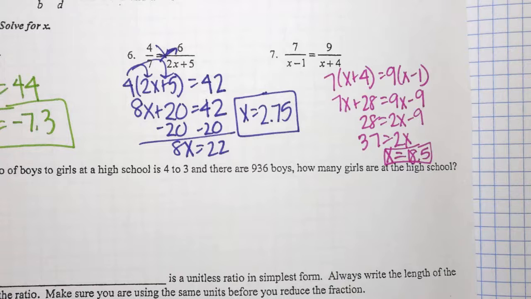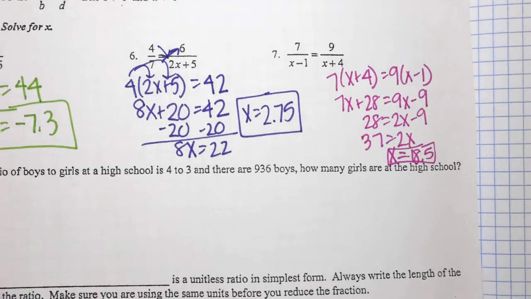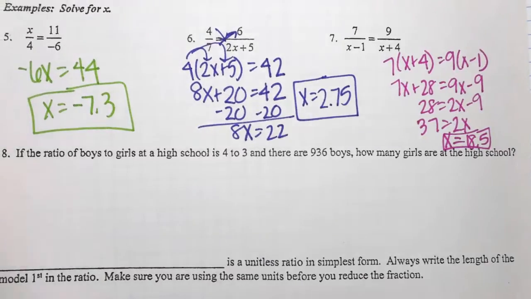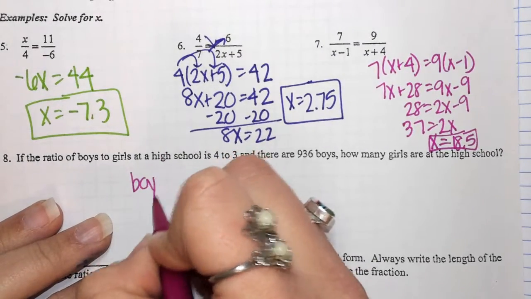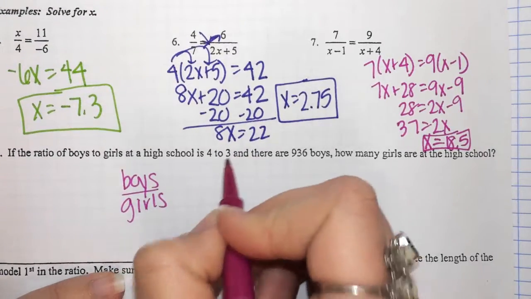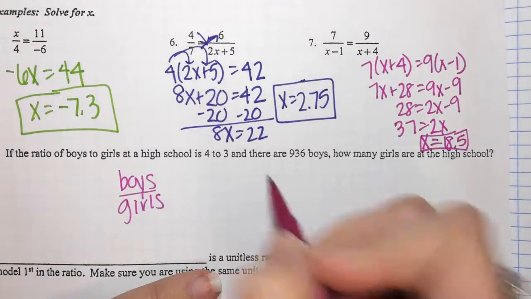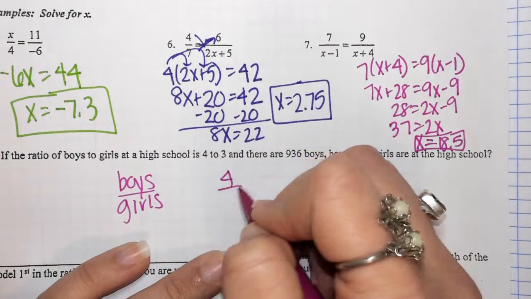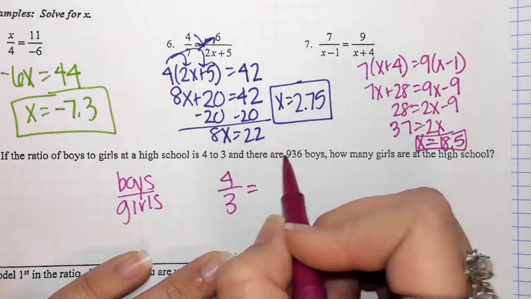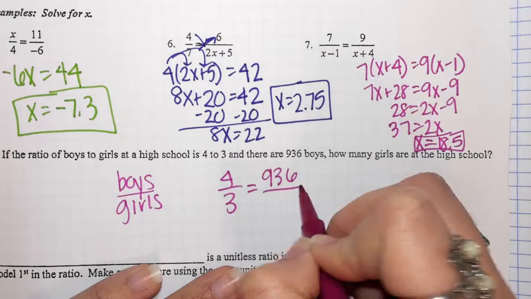Alright, now number 8. If the ratio of boys to girls at a high school is 4:3, and there are 936 boys, how many girls are at the high school? Now, let's write down what it tells us. It tells us boys to girls, right? So what's the first ratio of boys to girls that they give us? So we're going to do 4 divided by 3 equals, how many boys do we set that equal to? And what are we looking for?